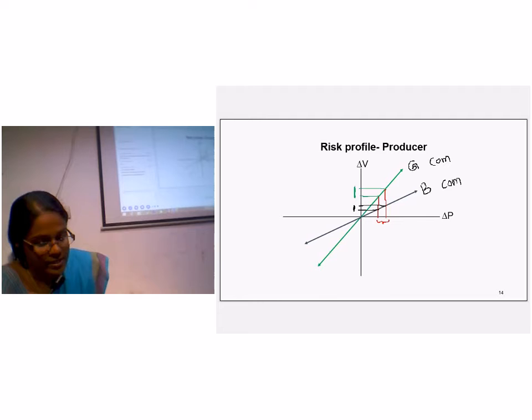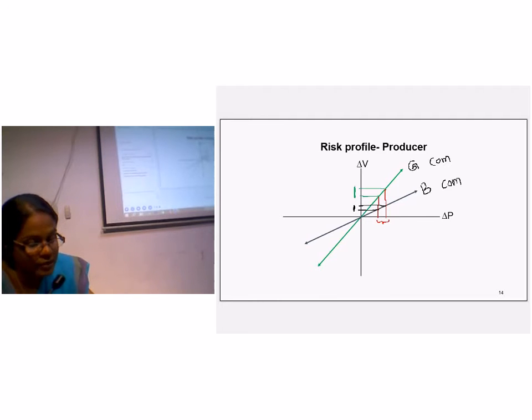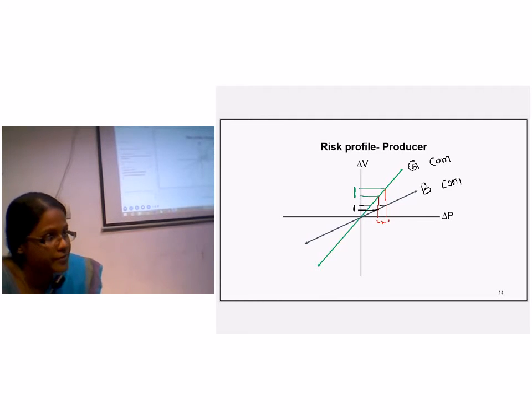Clear? We have derived that conclusion by looking at the shape of the curves, right? B company and G company. Here we have two risk profiles of two companies related to price fluctuations.